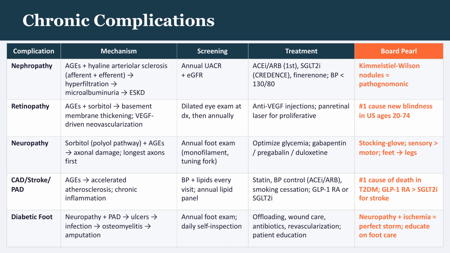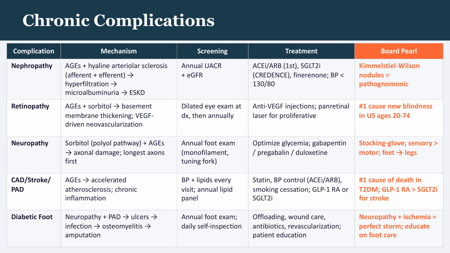Let's walk through the complications. For microvascular disease, nephropathy is the leading cause of chronic kidney disease and end-stage renal disease in the U.S. The natural history is a beautiful board story. Hyperfiltration due to efferent arteriolar sclerosis drives microalbuminuria, which progresses to overt proteinuria, then declining GFR, then ESKD. First-line treatment for diabetic nephropathy is ACEI or ARB because they dilate the efferent arteriole and reduce the hyperfiltration pressure. The pathognomonic histologic finding is Kimmelstiel-Wilson nodules, nodular glomerulosclerosis. That's a guaranteed board question.